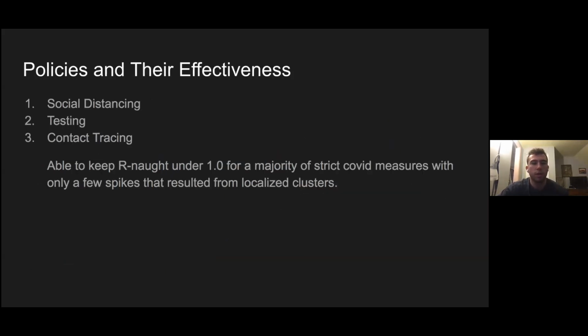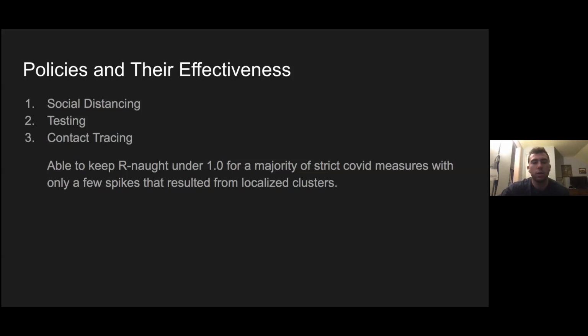So the three things that they tried to hone in on to contain COVID were social distancing, testing, and contact tracing. And for almost a majority of the COVID outbreak, they've been able to keep R0 under 1.0, with the exception of a couple of localized clusters that caused R0 to go up and down. The contact tracing accounted for a lot of COVID cases. It was almost 66% of all confirmed cases, similar to some of the other countries that found that a lot of their confirmed cases came from contact tracing.